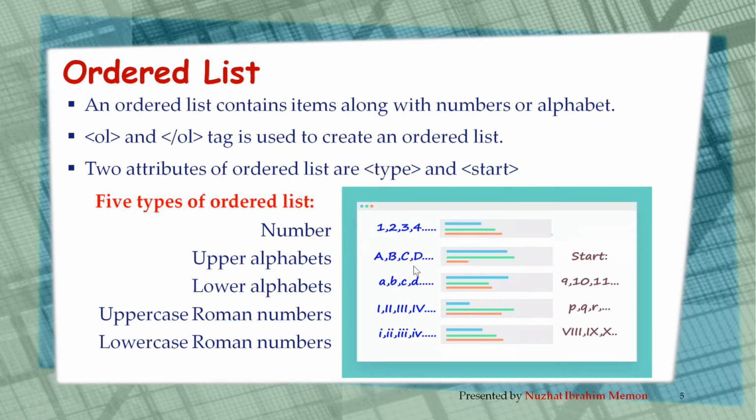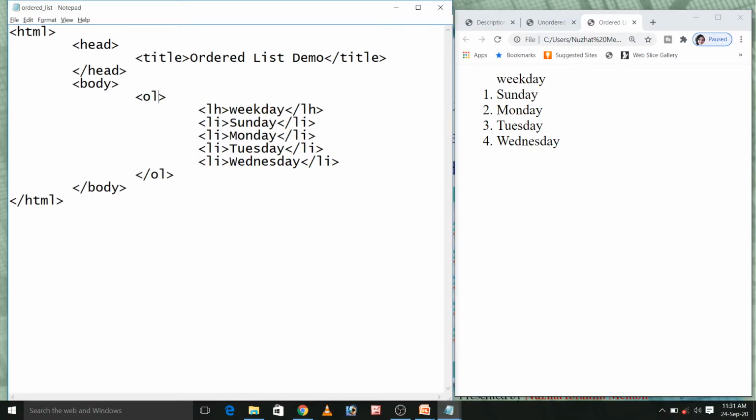As you can see in this image, other than number, you can specify upper alphabet that is capital ABCD, or you can specify lower alphabet that you can see here in small letters, and then upper Roman number that you can use here like this, or you can go for lowercase Roman number. We will do this practically. Here I have to write the attribute type, and here I will use alphabet in uppercase. So you have to write capital A.